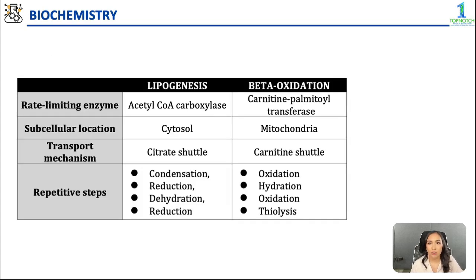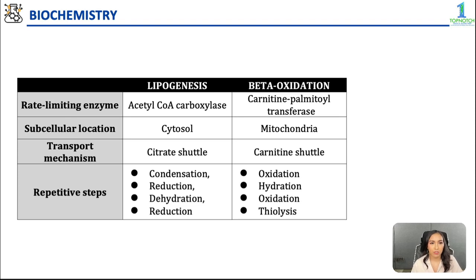Okay, let's compare and contrast lipogenesis and beta oxidation. Medyo confusing kasi, di ba? Lipogenesis, you're making fatty acids. Beta oxidation, you're burning the fat. So the rate-limiting enzyme of lipogenesis is acetyl-CoA carboxylase, while in beta oxidation, it's carnitine palmitoyl transferase. Subcellular location, lipogenesis happens in the cytosol, while beta oxidation happens in the mitochondria. And the transport mechanism used in lipogenesis is the citrate shuttle, while in beta oxidation, it's the carnitine shuttle.